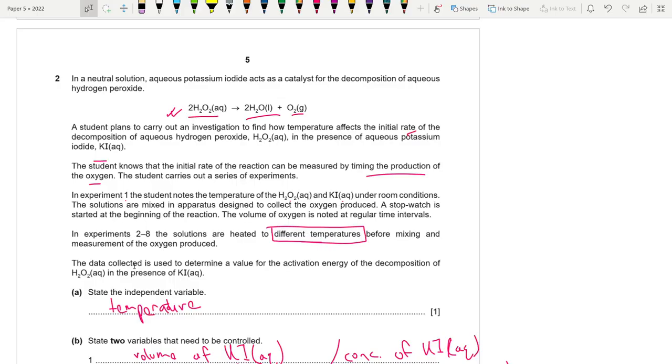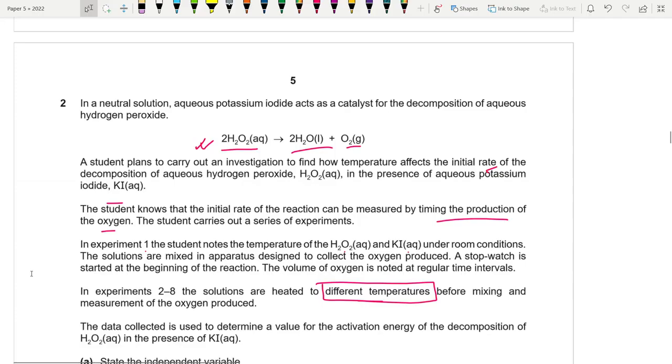In a neutral solution, aqueous potassium iodide acts as a catalyst for the decomposition of hydrogen peroxide. Potassium iodide is a good reducing agent. Halides are reducing agents. The color of potassium iodide is colorless, but iodide complex with silver is a yellow precipitate. Okay, a student plans to carry out an investigation to find how temperature affects the initial rate of decomposition of aqueous hydrogen peroxide in the presence of KI. The student knows that the initial rate of reaction can be measured by timing the production of oxygen. The student carries out a series of experiments.